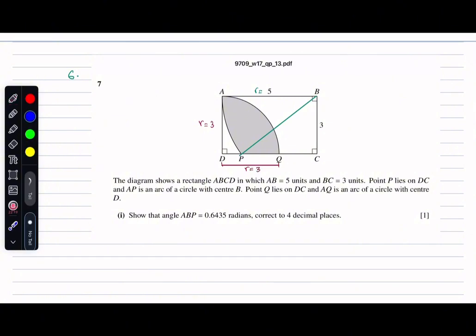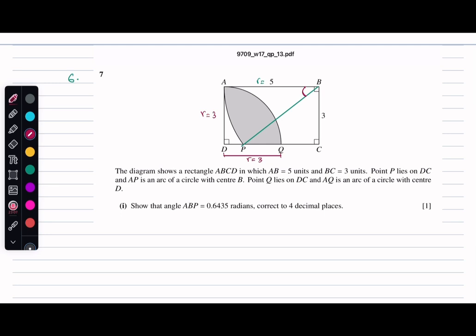So we have to show that angle ABP is equal to 0.6435 radians, correct to 4 decimal places. So we have to get this angle ABP, and we have to show that this comes out to be 0.6435 radians. To get this, we have the sector BAP, and with respect to the sector, we have decided that the radius for BAP is 5. That means BP here is also going to be 5 centimeters.